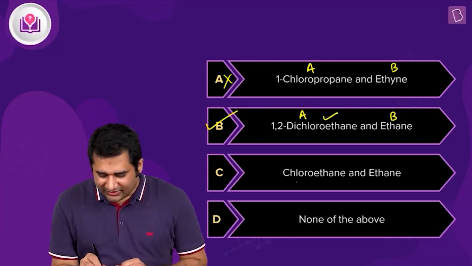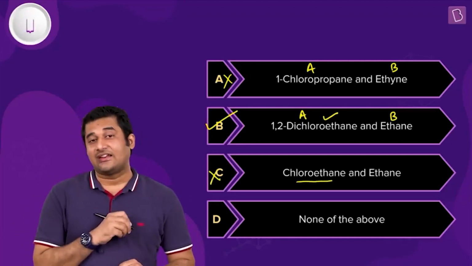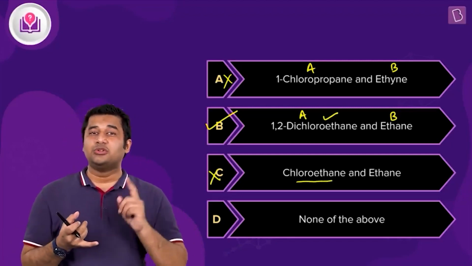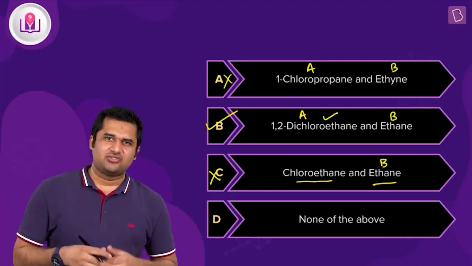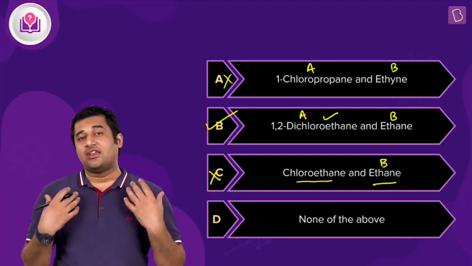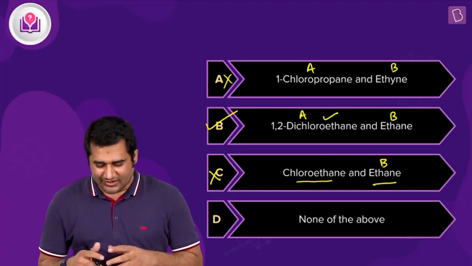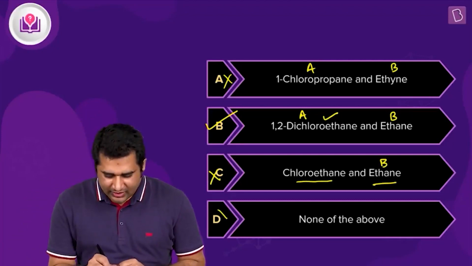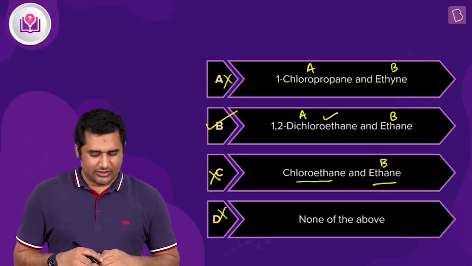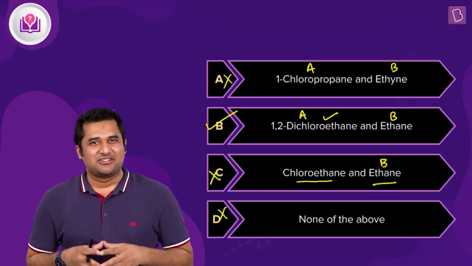Moving to option C, it says chloroethane. We know that this is not correct. Why? Because it has to be 1,2-dichloroethane. And option B is definitely rightly mentioned. But anyway, since option A is wrongly mentioned, it cannot be the answer. And yes, obviously none of the above cannot be the possible option here. So this is also not right. So anyways, you can see option B is the right answer to this question.